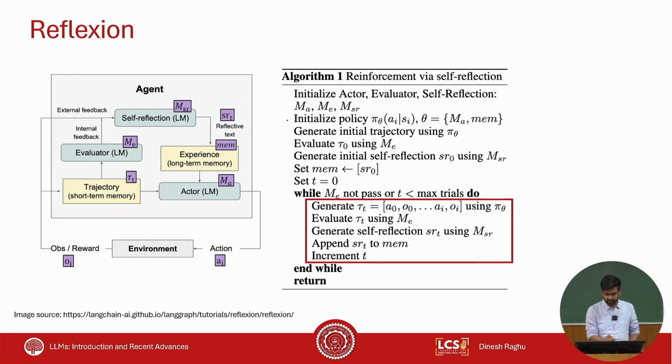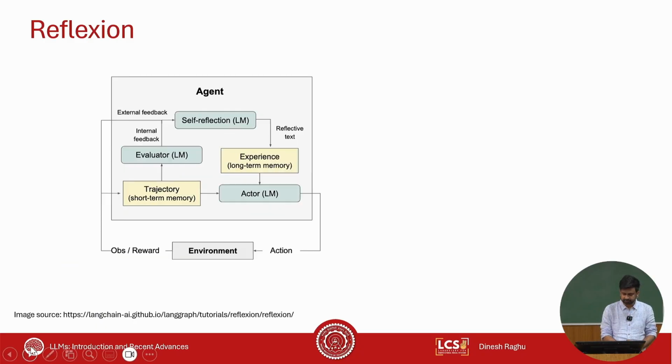Again, you generate a new trajectory using the same policy. Typically when you do RL, the model weights get updated in the policy, but here it's only the memory that gets changed. The model remains the same. It's just the memory that gets appended with a lot of these reflective texts. In the next iteration, the MEM part will change, and so you will end up getting a different trajectory. Then again you evaluate it, again you do self-reflection, add it to the memory, and keep repeating the cycle until the evaluator believes that it has done a good job.